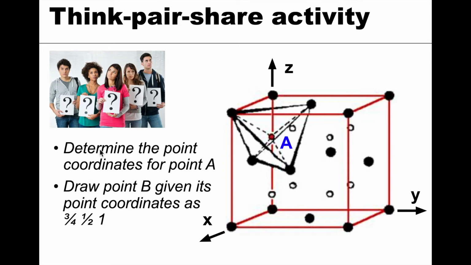The first thing I want you to do is determine the point coordinates for A, just like we did with the body center position in the previous module. And then draw a point B into this unit cell at the point coordinates of 3/4, 1/2, and 1. So go to the quiz, answer those questions, pause the video, and then I'll come back and we'll go through both of these questions in more detail.